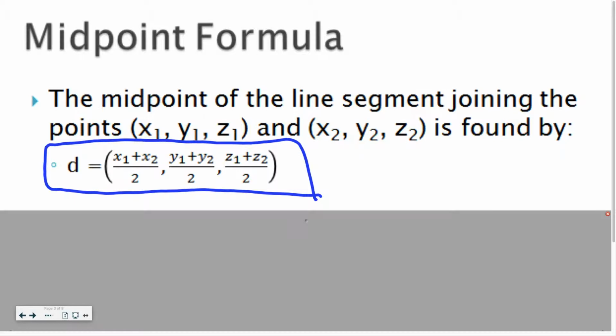And I don't know why they call it little d. That really bothers me. If you want to call it midpoint instead of little d, I'm fine with that. That's what your book does. That's why I wrote it like that. But turn around. You're distracting.